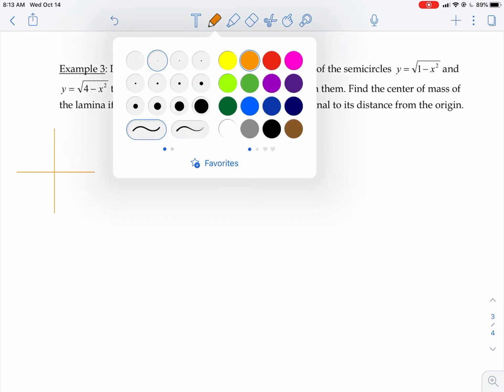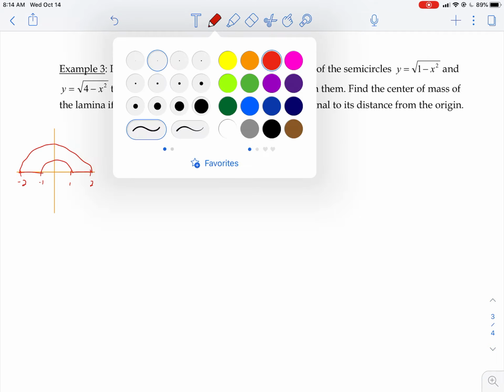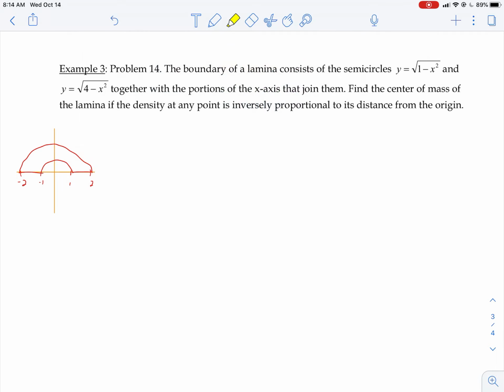So I'm just going to draw so I can tell what I'm going to use for my coordinates. Here it seems like we have the two semicircles, where one is just going to be a radius of 1, and the other one's going to be a radius of 2. So say that's negative 1, positive 1, and then positive 2, negative 2. And then it also said the portions of the x-axis that join them. It's an ugly picture, but I need to get this one done pretty quickly.